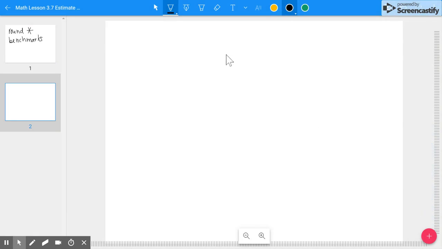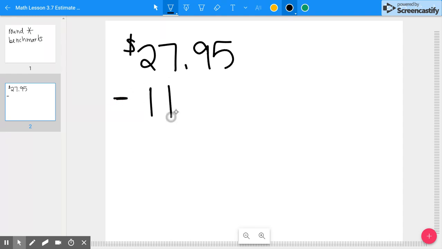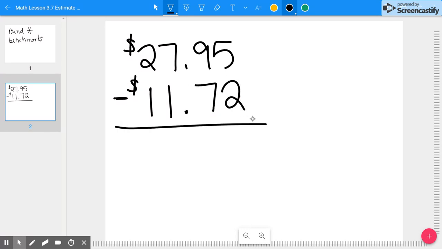So I have this problem. I have, let's do $27.95, or if it was a decimal, 27 and 95 hundredths, minus $11.72, or 11 and 72 hundredths. Well, if the directions say round to the nearest whole dollar, your whole dollar is going to be this whole number in the ones place value.